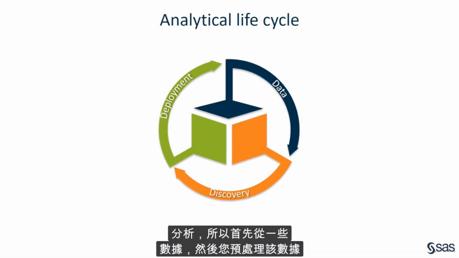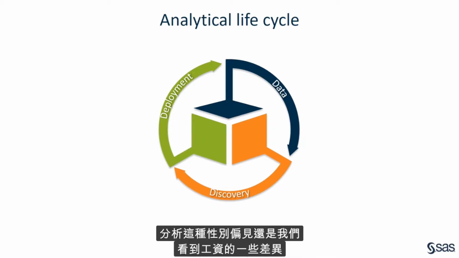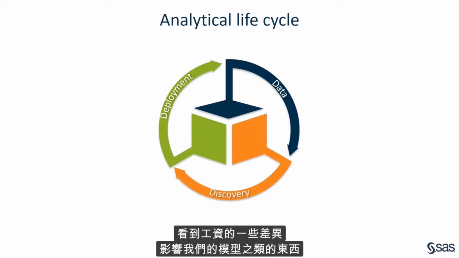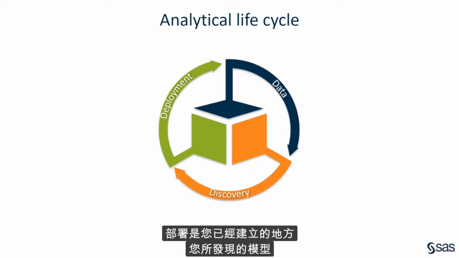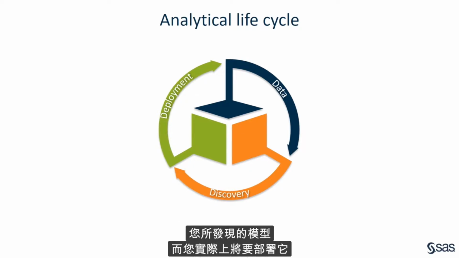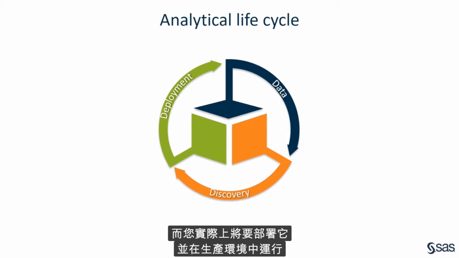Data, and then you pre-process that data and use it to make your discoveries, like analyzing, is this gender biased, or do we see some differences in the wages that affect our model and stuff like that. And in the end, we have the deployment. Deployment is where you've already built the model from the discovery you've made, and you're actually going to deploy it and run it in a production environment.